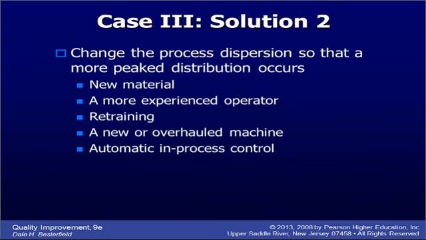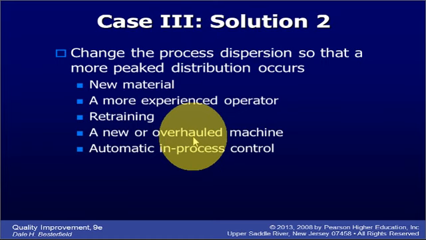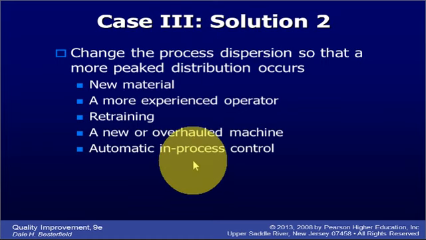The second solution is to decrease the sigma of your process capability, because currently the process capability, the 6 sigma, is greater than the tolerance. So if we decrease the dispersion to produce a more peaked distribution, then we can manage to put the process capability within the tolerance. Something you can try is a new material, hiring a more experienced operator, retraining the current employees, or buying some new machines and employing some automatic in-process control.